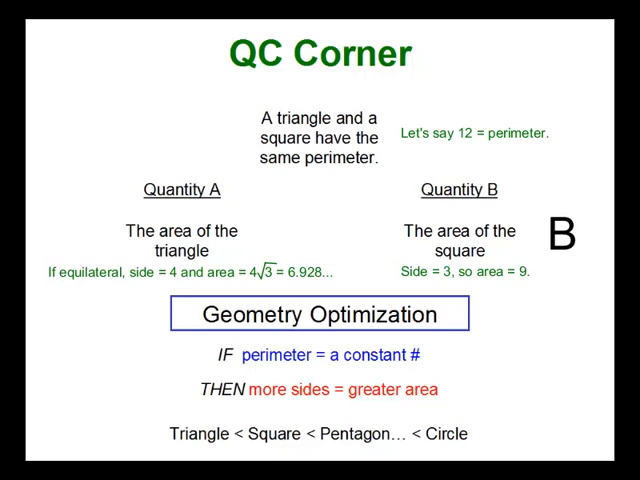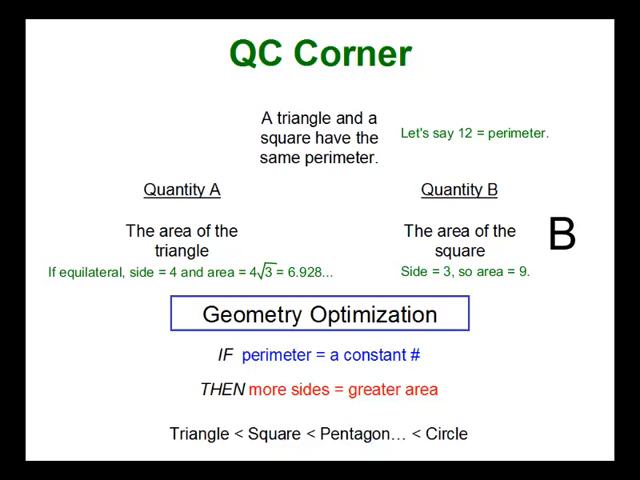Pentagon would be next best of what's listed there. And in general, the more corners that you can make, or the more smooth each corner can be, the better, the more area you enclose. So triangle, among the shapes that you could make, would have the least area. So more sides for a given perimeter, greater area.